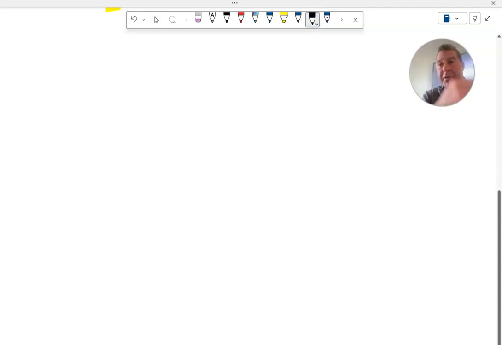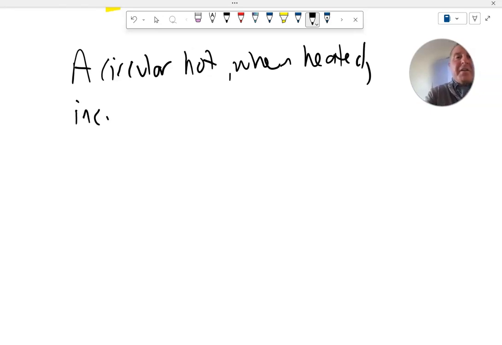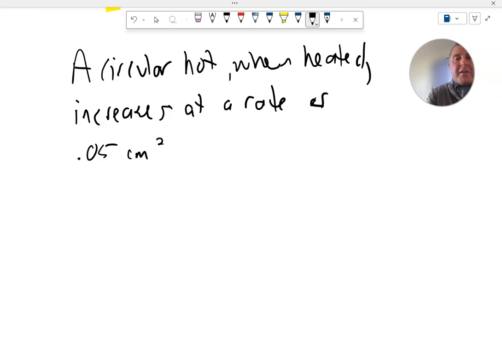Here's an intro to related rates, in this basic problem. Let's suppose a circular hot plate, when heated, increases at a constant rate, let's assume, where the area is increasing at, I don't know, 0.05 square centimeters per second.